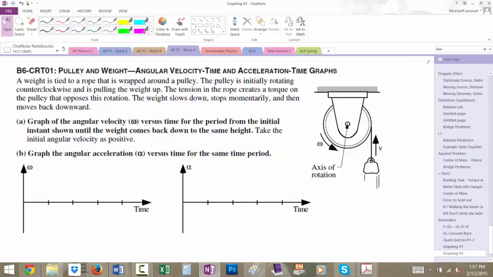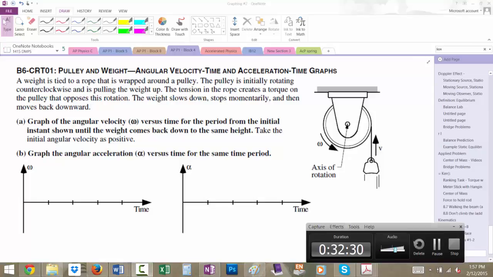Okay? Part A asks you to graph the angular velocity of the pulley. So this thing is rotating. You with me there? Graph the angular velocity versus time for the period from the initial instant shown until the weight comes back down to the same height, and then graph the angular acceleration. Go. You can talk about it. You don't have to do this on your own. I want you to figure it out together.